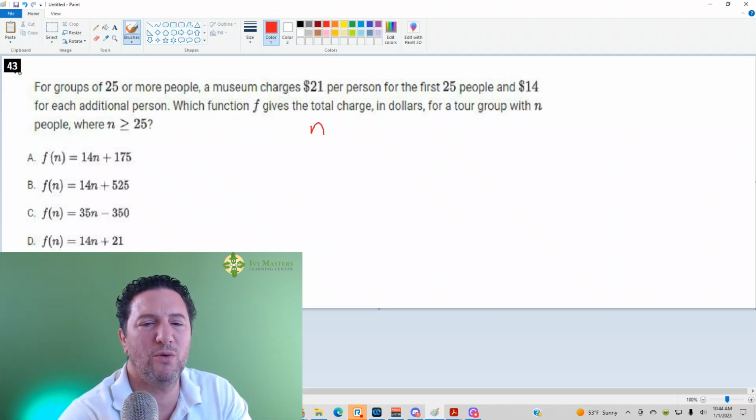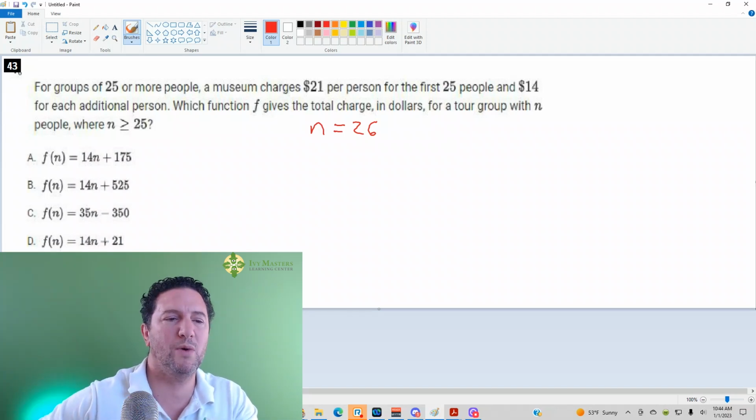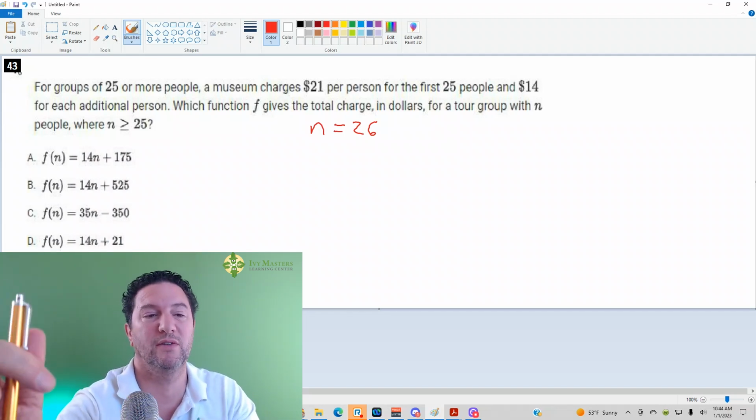So we're going to pick a number for n. I think this is the easiest way for you all to do this. So let's say n equals 26. In that case, we're going to work back through the question. We're going to answer this on our own and then plug that 26 in for n into each answer choice and see what gives us the same answer.